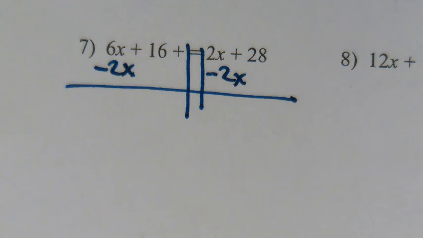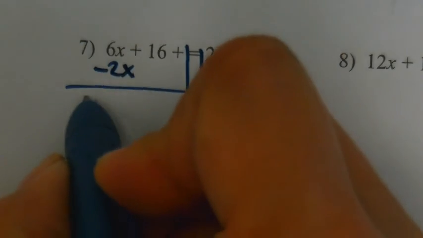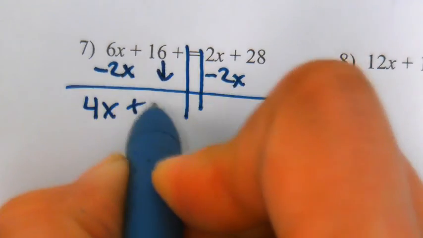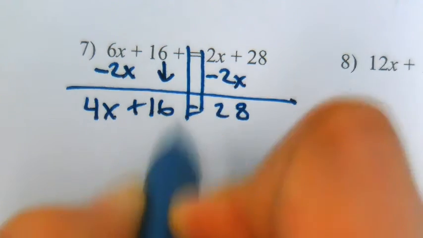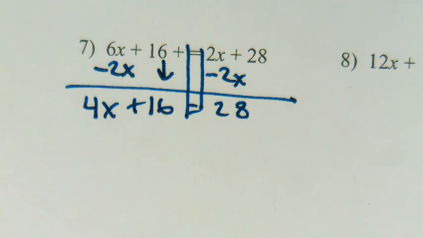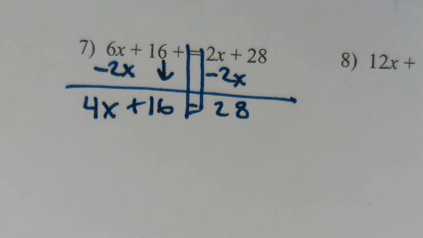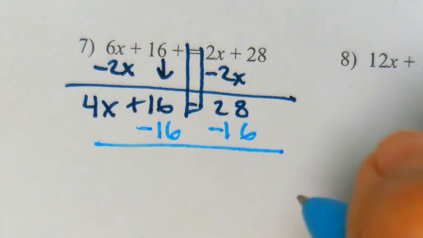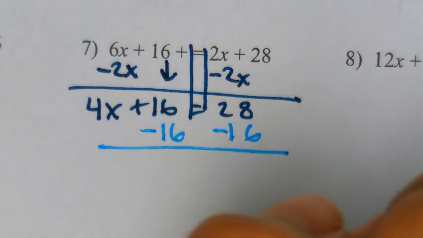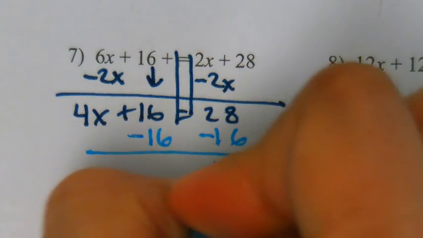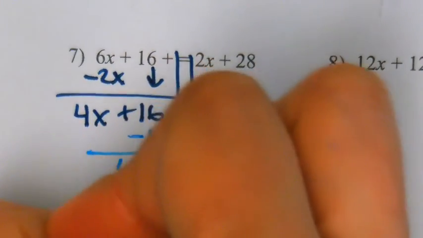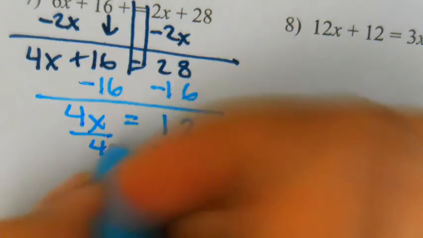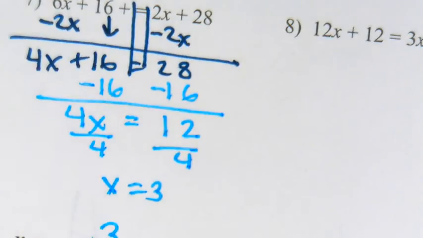What's 6x minus 2x? 4x plus, don't forget to bring this down, 16 equals 28. Now you can solve it like usual. 28 minus 16. What's 28 minus 16? What is it? Good. What is x equal to? 3.